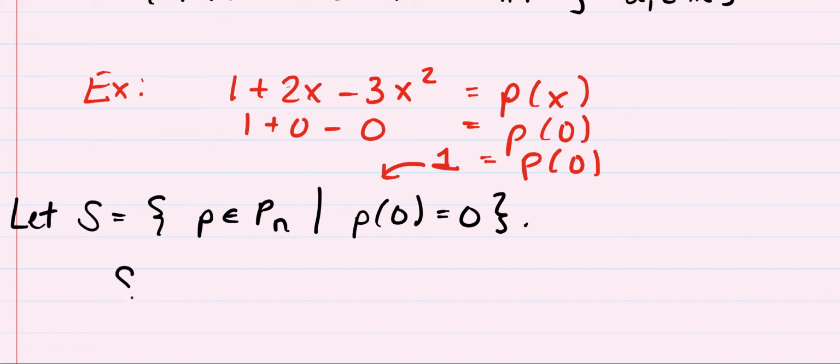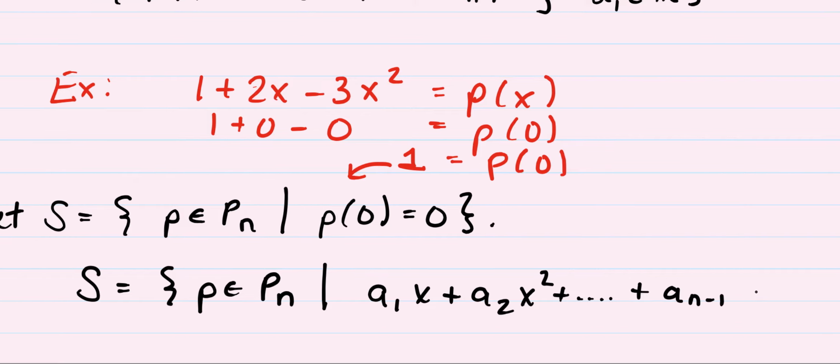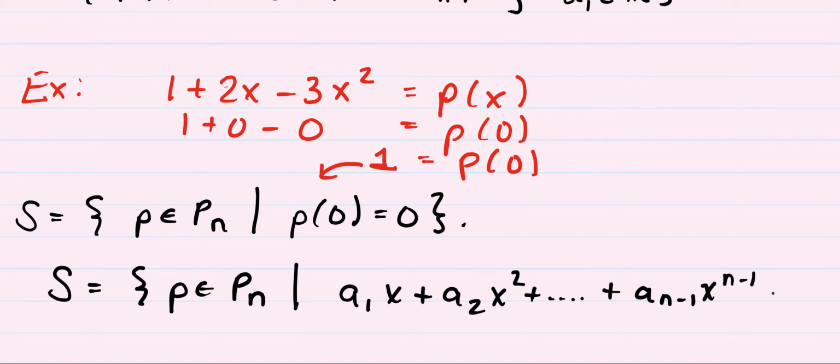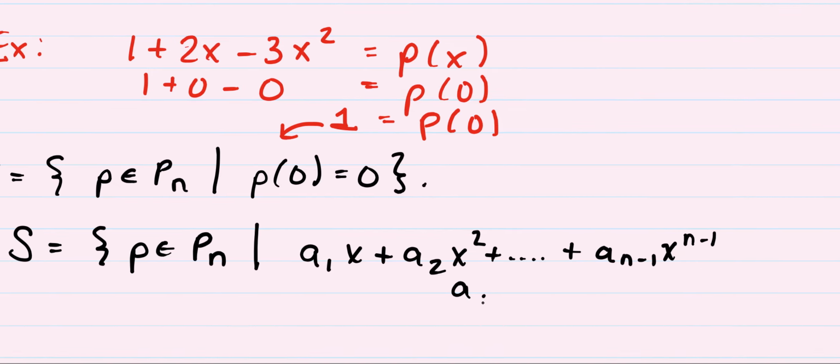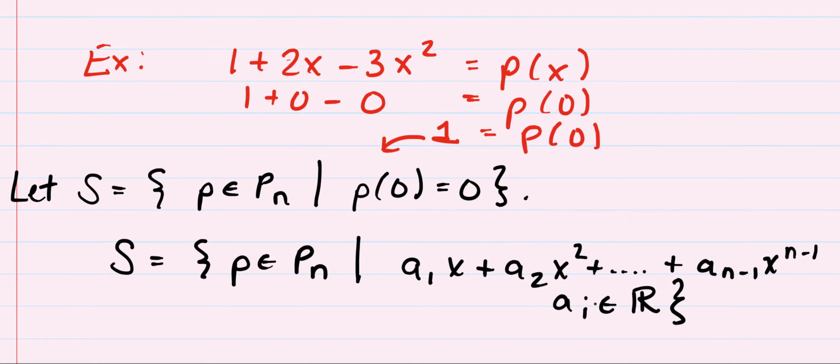So another way to describe S is the set of all polynomials in P sub n where the coefficients are multiplied by an x. So you could say a1 x plus a2 x squared all the way to a_(n-1) x to the n minus 1. And these a_i belong to the real numbers. So we want to see if this is a subspace of V.